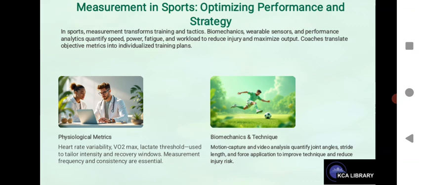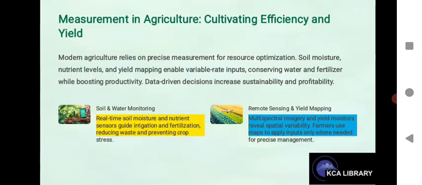So in sports, measurement is important: measurement of scores, measurement of the number of passes, different kinds of measurement. Heart rate variability can be measured; that is a physiological metric in sport. Then motion capture and video analysis, and the angle with which the ball is hit. All those are still part of measurement in sports.